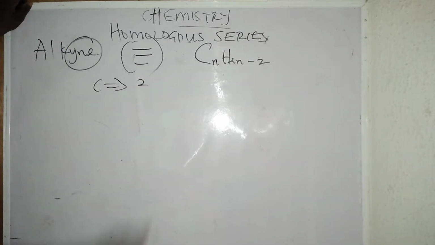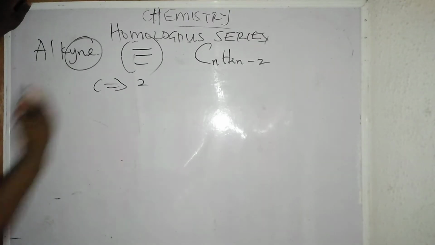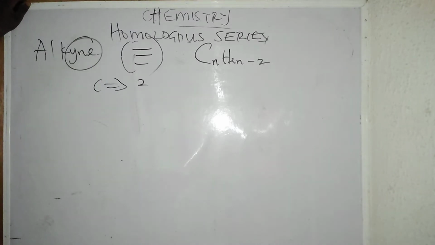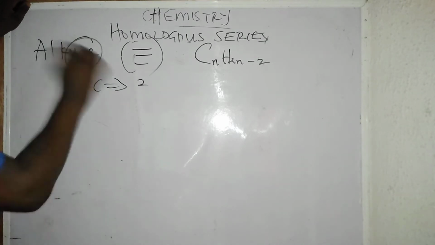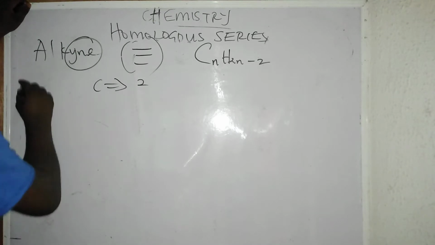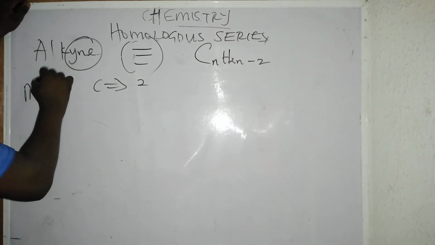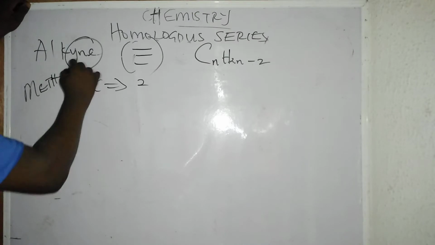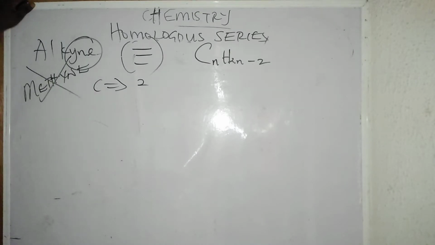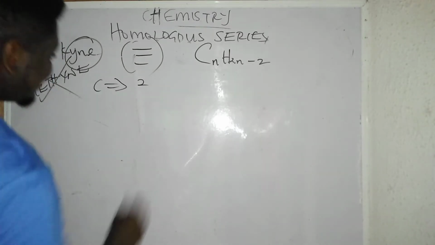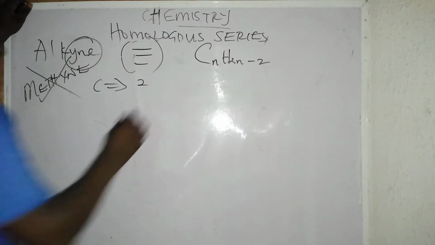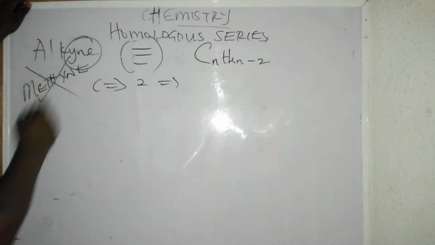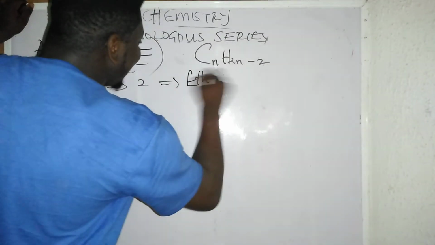Please do not say that because it is a triple bond, the first member is 3. No, it doesn't work that way. That's why we need to understand where all of this is coming from: the hybridization of carbon. Because of this reason, it is impossible to have what we call methane. It doesn't exist. So the first member has carbon equal to 2.